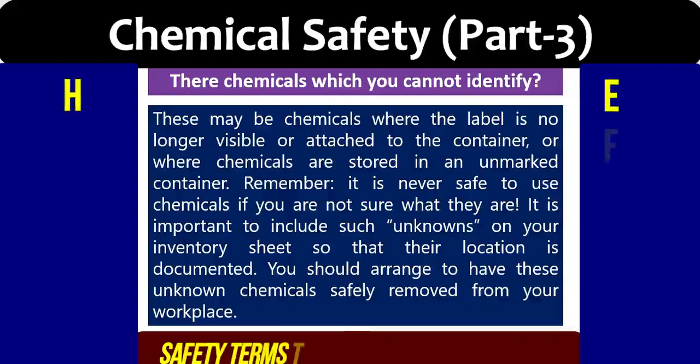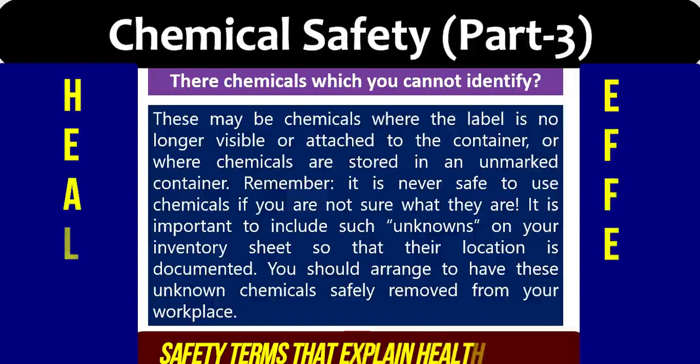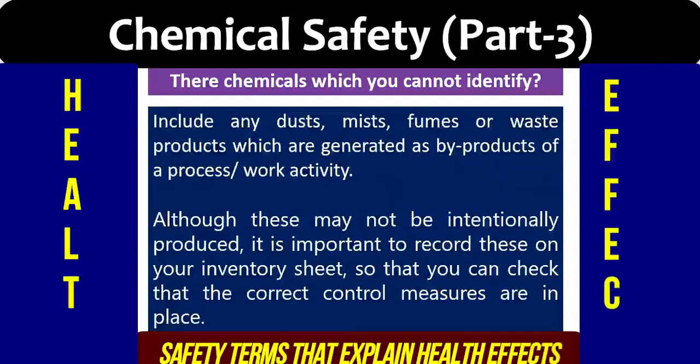You should arrange to have these unknown chemicals safely removed from your workplace, your worksite. Otherwise, unknown chemicals can cause a tragic incident at your project, on your construction site. Include any dust, mist, fumes, or waste products which are generated as byproducts of a process or work activity. Although these may not be intentionally produced, it is important to record these on your inventory sheet so that you can check that the correct control measures are in place.